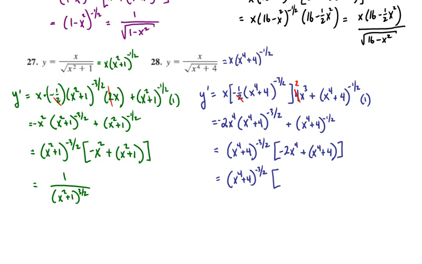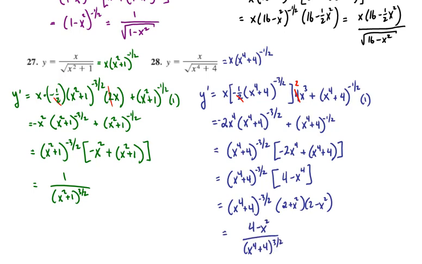Then negative 2x to the 4th plus x to the 4th is negative x to the 4th, or 4 minus x to the 4th. And 4 minus x to the 4th can be broken down into 2 plus x squared, 2 minus x squared. I'm not sure if this is really worth it to keep working on that. The 2 minus x squared can still be broken down into square root of 2 plus x, square root of 2 minus x. But I think we'll leave it at 4 minus x to the 4th over x to the 4th plus 4 to the 3/2 power. And that does it for number 28 and for this section.